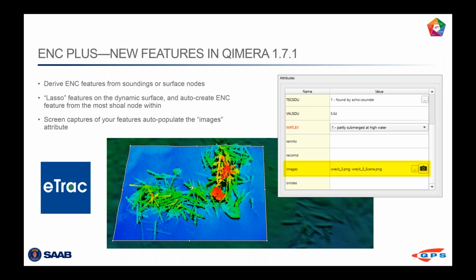So we've already had the ability to create S57 features directly from a least depth sounding if it's dangerous, or straight from a grid node otherwise. And either method will ensure agreement to the bathymetry moving forward in case of further processing. And what we've just recently added is the ability to lasso features right on your grid. And an S57 object is created automatically from the most shoal node within that lasso. So it's fast feature management.